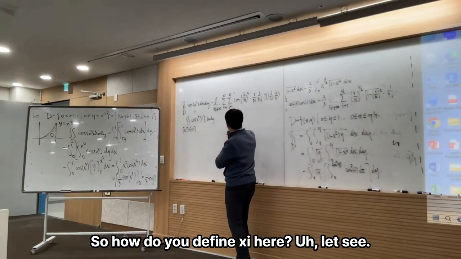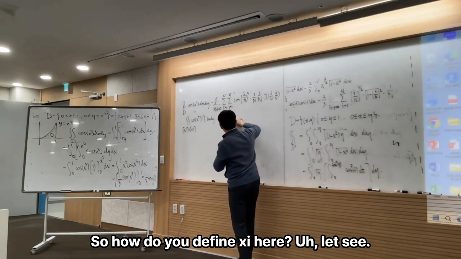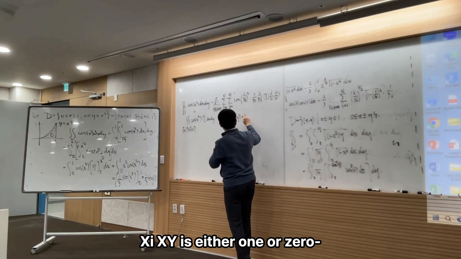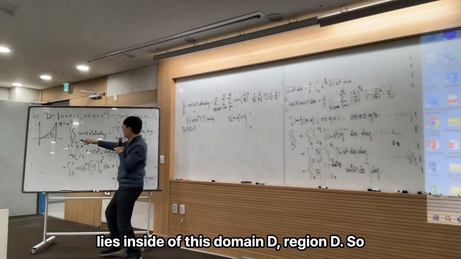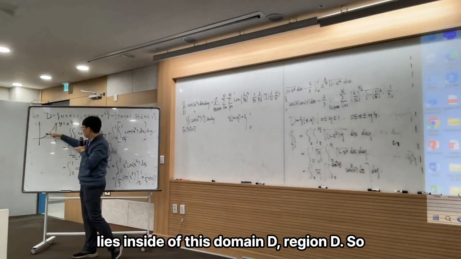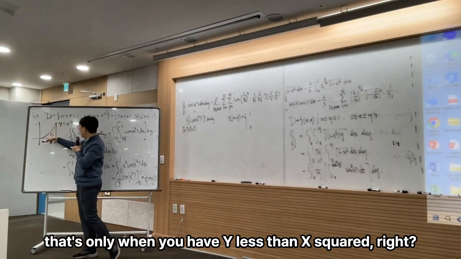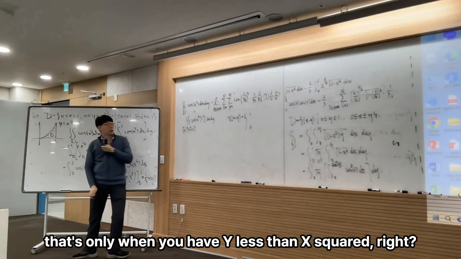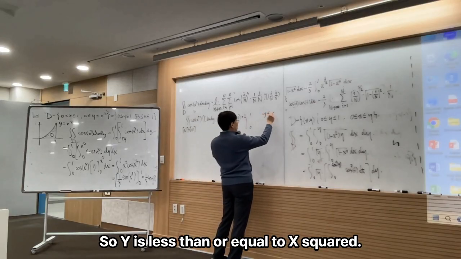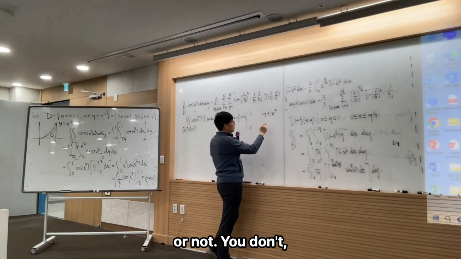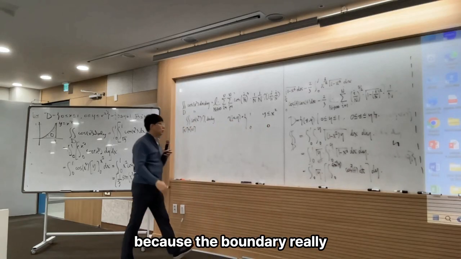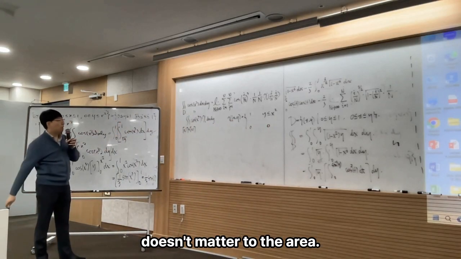So how do you define psi here? Psi of x, y is either 1 or 0. We want it to be 1 whenever (x, y) lies inside of this region D. That's only when you have y less than x squared, right? So y is less than or equal to x squared. You can throw in the equal sign here or not. It doesn't depend on your choice because the boundary really doesn't matter to the area.